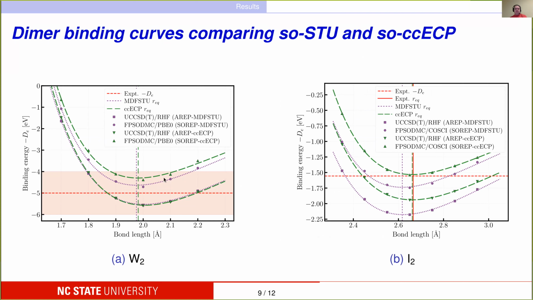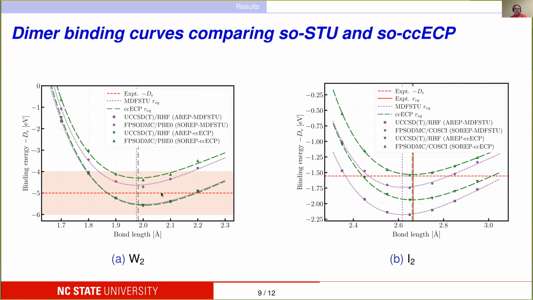In green, we have the ccECP, with the up triangles being our spin orbit and the down triangles being just our AREP, so no spin orbit. Similarly, in purple, we have the spin orbit for Stuttgart being the circles, and it's hard to see, but you can see over here a little bit better. The squares are the AREP, so no spin orbit.